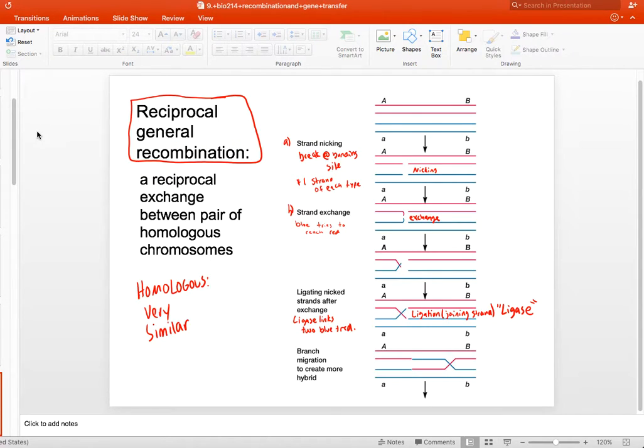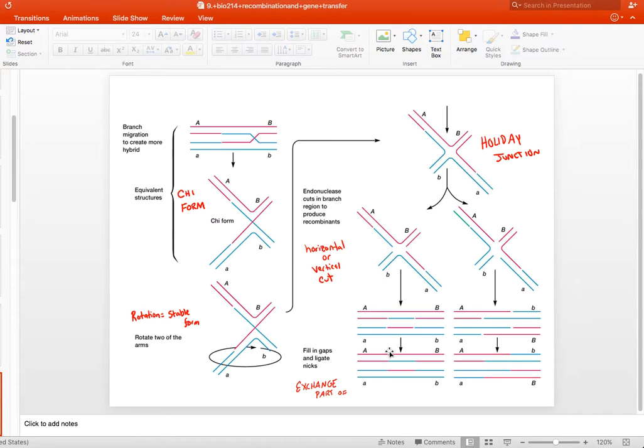All right, reciprocal general recombination is an exchange between two homologous chromosomes. You have the nicking of the strands, then the strands exchange the DNA. The ligated strands will be joined together and move. The migration will cause a hybrid. You'll have a chi form, and you need to rotate this molecule, basically like rubber bands, and you're going to get a Holliday junction. In the Holliday junction, you will have horizontal or vertical cuts, which will eventually make the two recombinants.